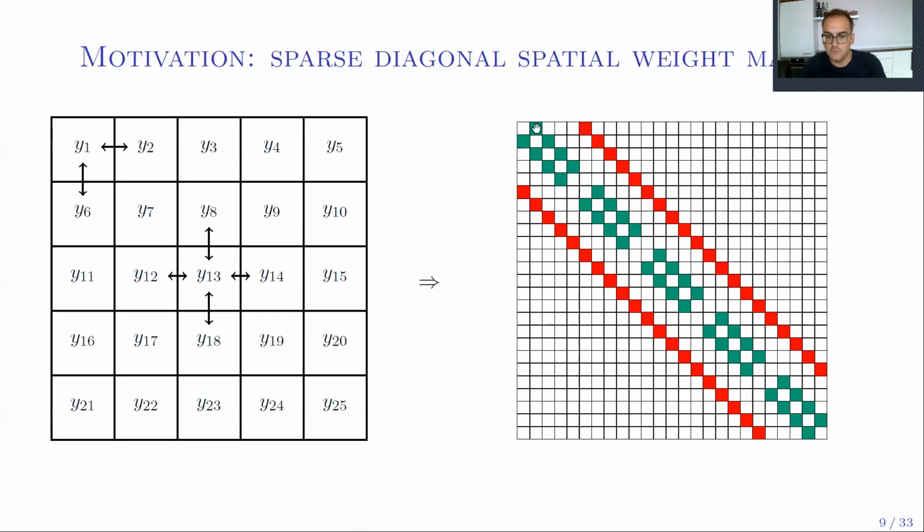We will see that these green diagonals, they actually model the horizontal interaction, whereas the red diagonals model the vertical interaction. But what we also see is that even though this matrix is banded, within the bandwidth, there is a lot of sparsity as well. And if we estimate this by OLS, we ignore all of this sparsity and we may lose efficiency as a result.